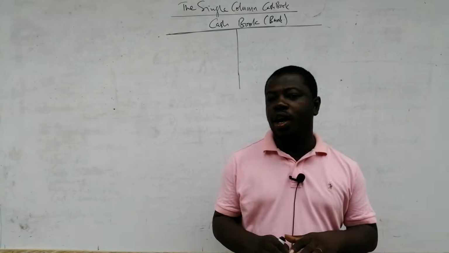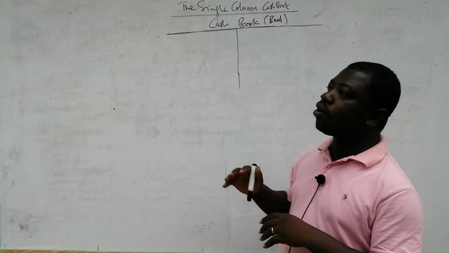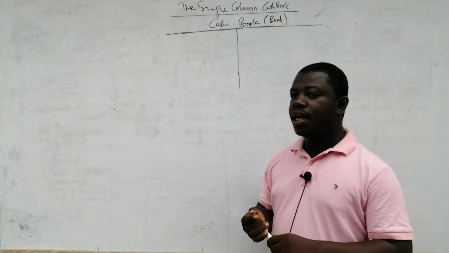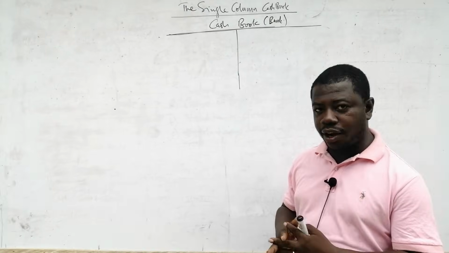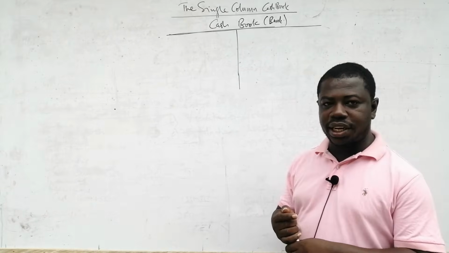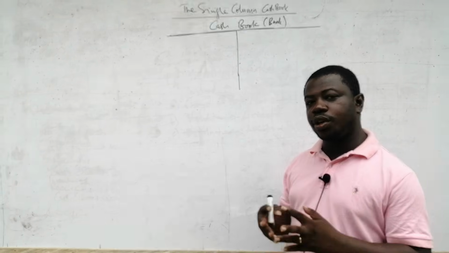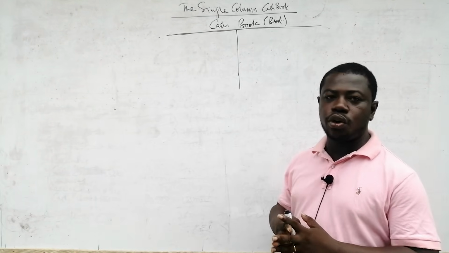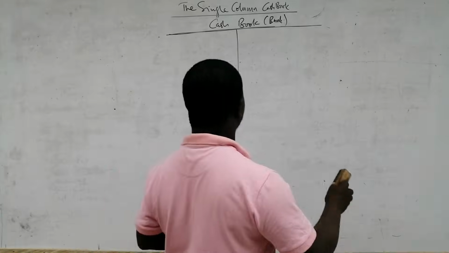So for now, what I want us to do is to focus on the double column cash book, because the single column cash book is hardly examined. And so we are going to focus on the double column cash book for now. After that, we will take a question and try and solve on the double column cash book. And when we have understood the double column cash book, we will move on to the three column cash book as well. And so let us focus on the double column cash book.